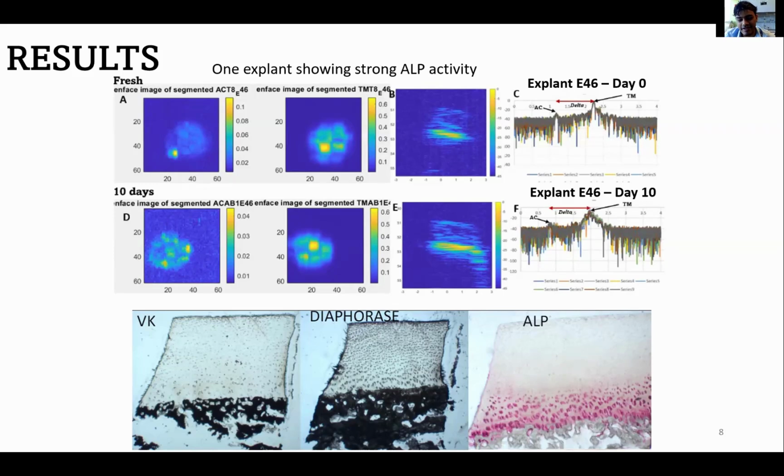So because of that, there might be a false positive result in terms of ALP activity, because that injury might have induced ALP induction in some of the tissues where it's not supposed to be. But this is one of the explants which exhibited strong ALP activity, and you can see the NFAS images and how it was at baseline and after 10 days of treatment with a pro-mineralizing condition. And you can see the histology, the von Kossa staining, the safranin staining, and the alkaline phosphatase staining.